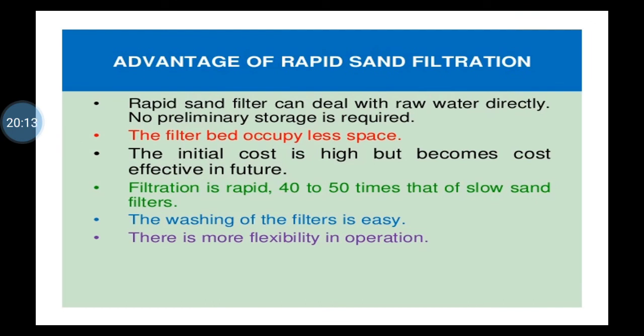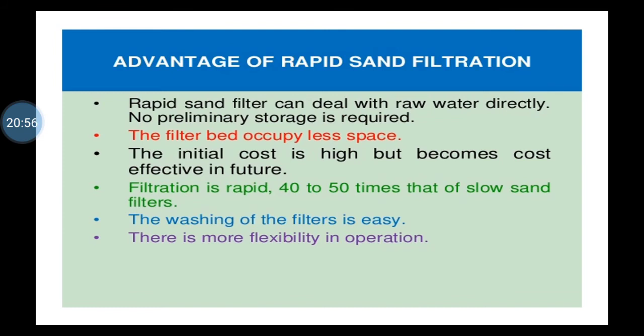Now, advantages of rapid sand filter. It can deal with raw water directly. There is no preliminary storage required, as in case of slow sand filter we have seen, isn't it? The filter bed occupies less space. If we compare with slow sand filter, slow sand filter occupies more space, the rapid sand filter occupies less space. Then the cost is low in case of slow sand filter, whereas in case of rapid sand filter the initial cost is high, isn't it?